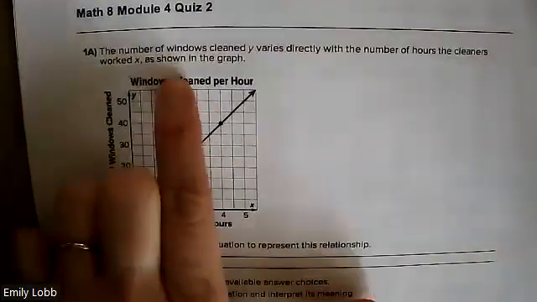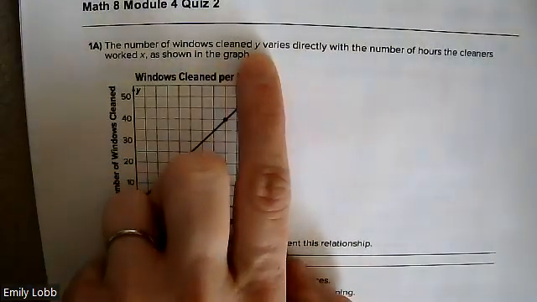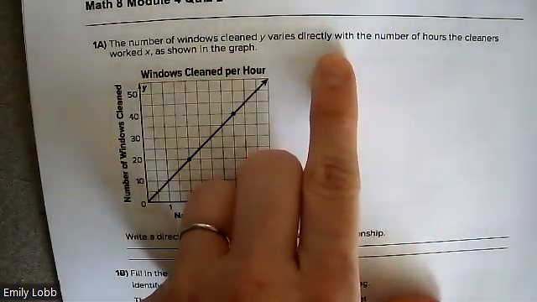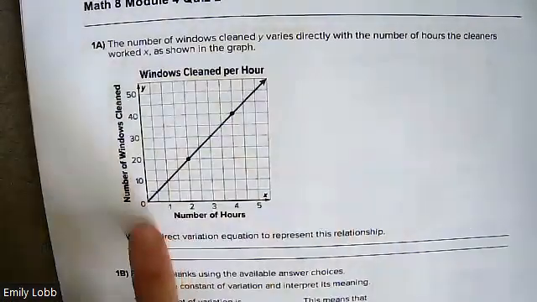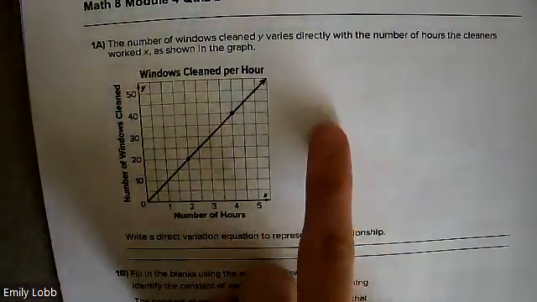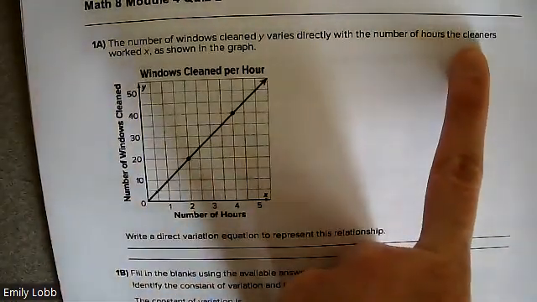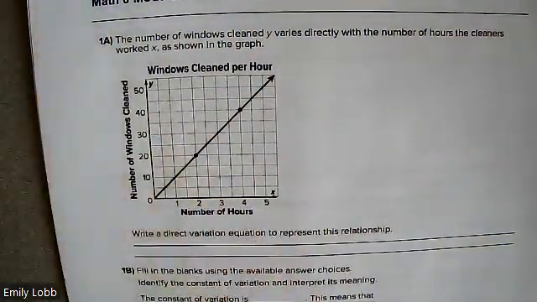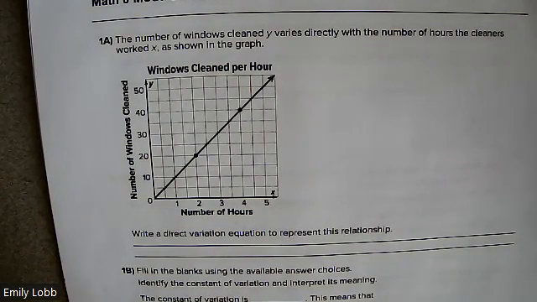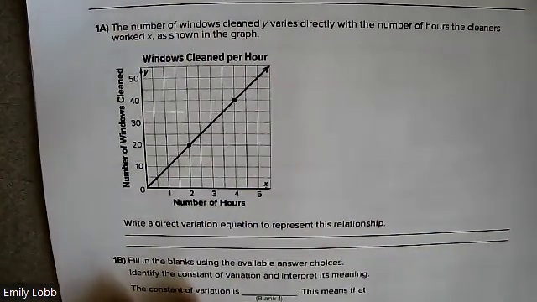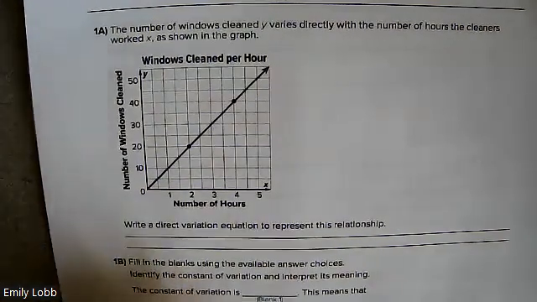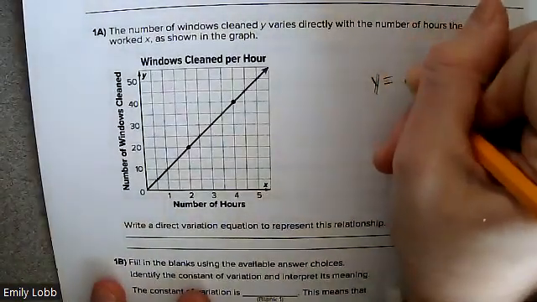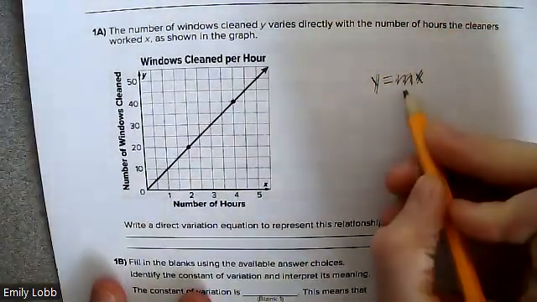Number 1A, the number of windows cleaned, Y, varies directly. So we're talking about direct variation, which means it starts at 0 and it goes up at a constant rate, with the number of hours the cleaners worked, X. Write a direct variation equation to represent this relationship. What does a direct variation equation look like? Y equals mx.